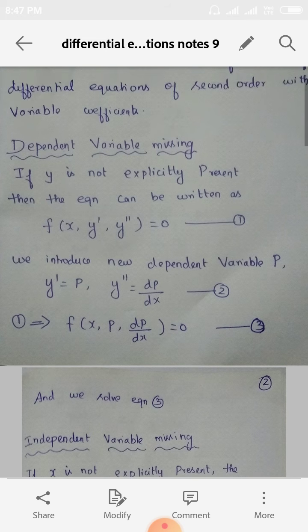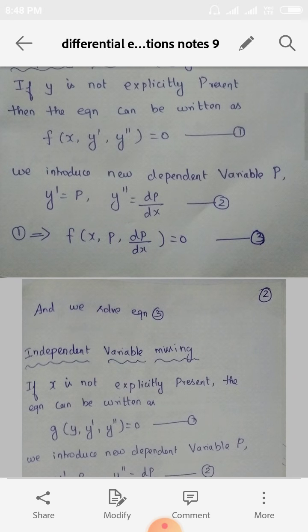That is, if y is not present, we write the equation as f of x comma y dash comma y2 dash, and we introduce one new variable p, that is y dash is equal to p and y2 dash is equal to dp by dx. So equation 1 can be written as f of x comma p comma dp by dx is equal to 0, and we solve equation 3 to get the solution.